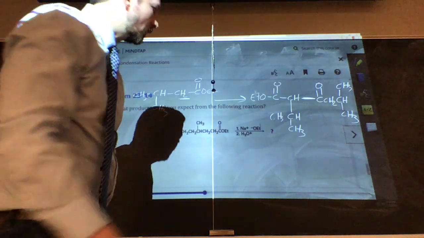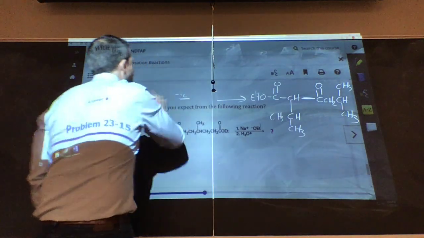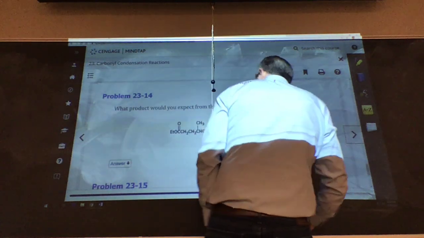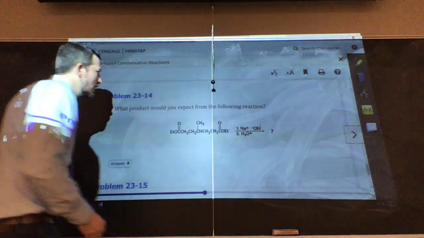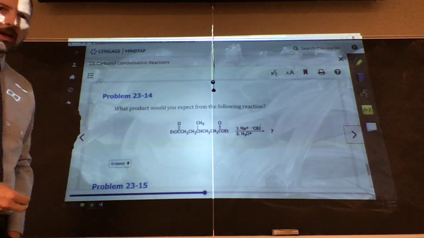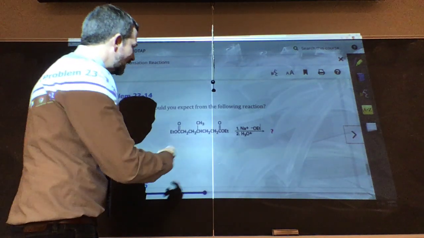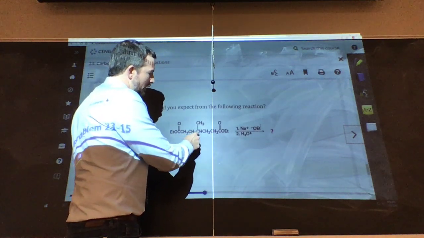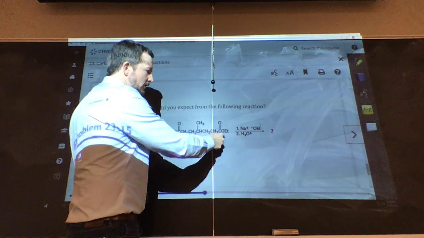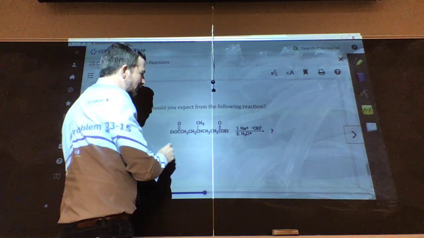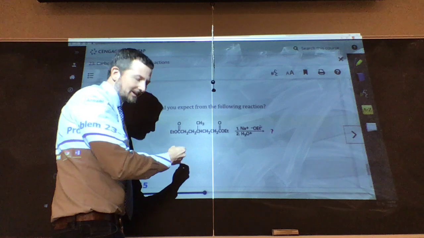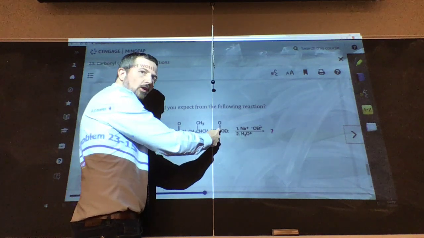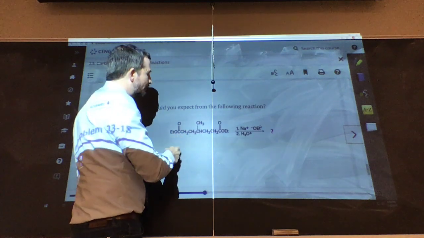Look at 23-14. So what product would you expect from the following reaction? So I have a diester here, and it's symmetric. So I have CH2, CH2, CH3, CH2, CH2. So going from the other direction is the exact same thing. If it was not the exact same thing, I'd have to take the alpha position from one side and go to the other carbonyl and do the same thing from the other side.